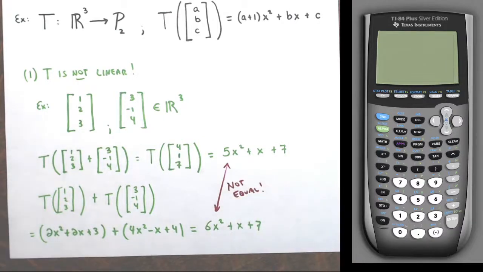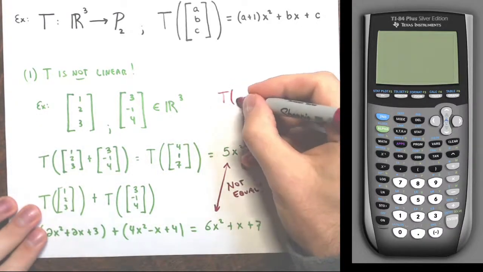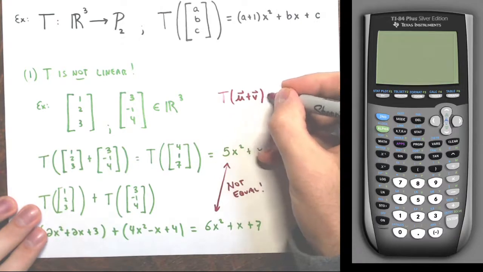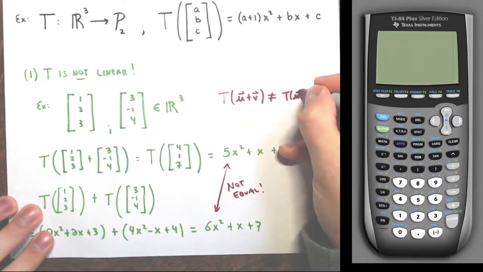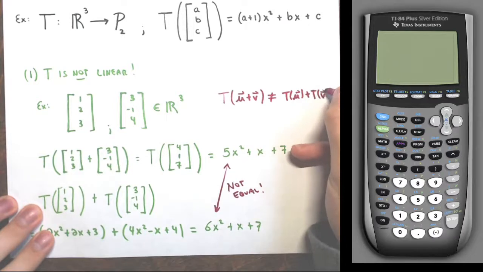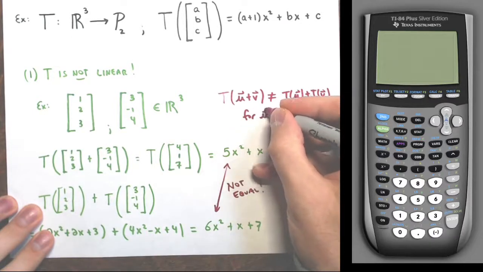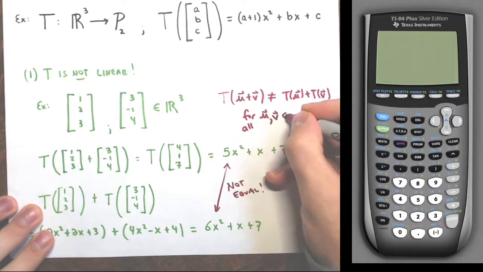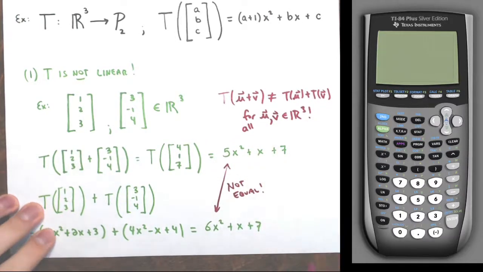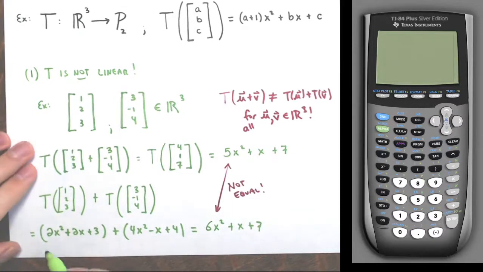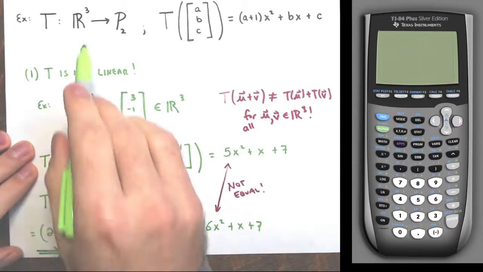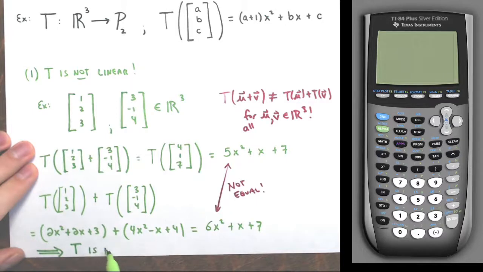So the additivity property fails. T of u plus v is not equal to T of u plus T of v for all u and v in the domain. And that's bad. So T is not linear, meaning that this particular transformation between R3 and P2 is not an isomorphism.